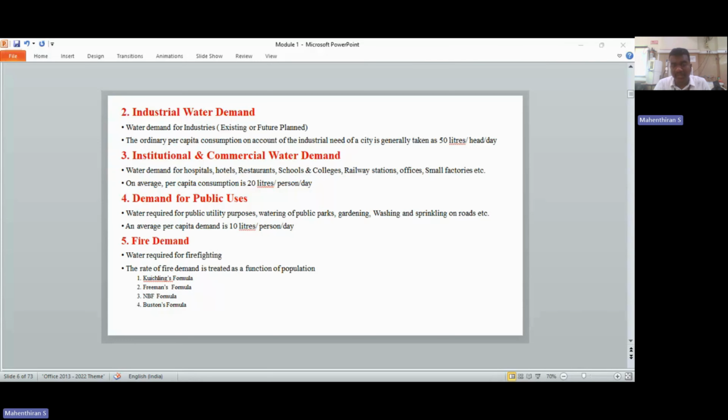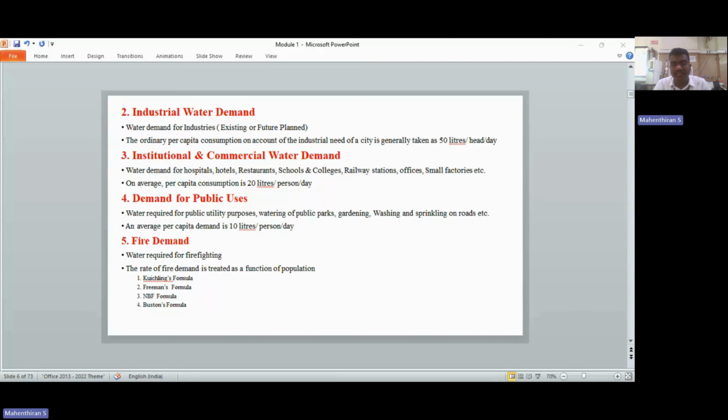Finally, we come to a very critical component, that is the fire demand. Fire demand refers to the quantity of water required for firefighting purposes. Now, unlike other demand, this is not a regular daily consumption. Instead, it is an emergency requirement. However, it is extremely important because fires can occur unexpectedly.